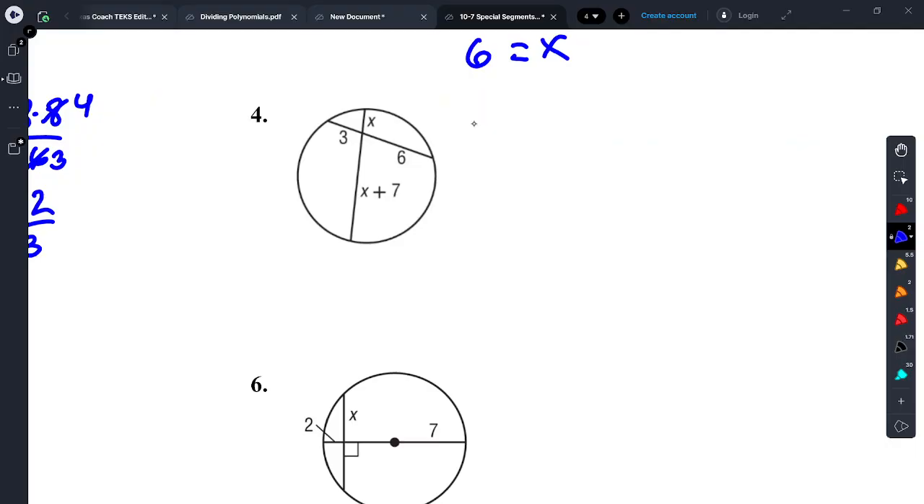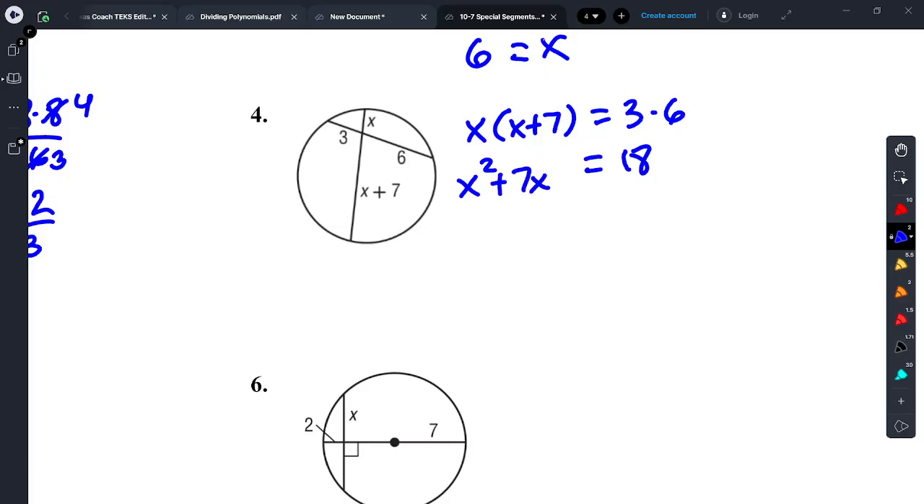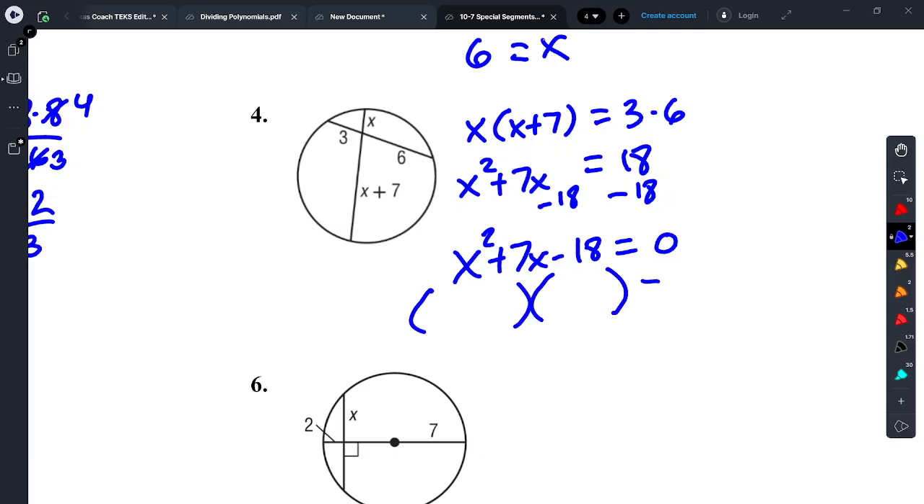All right, so what do we get? We get x times what? X plus 7 is equal to 3 times 6, right? Or 18. So we get 18 equals x squared plus 7x, yeah? Minus 18, you get x squared plus 7x minus 18 equals 0. You get a quadratic, yeah?